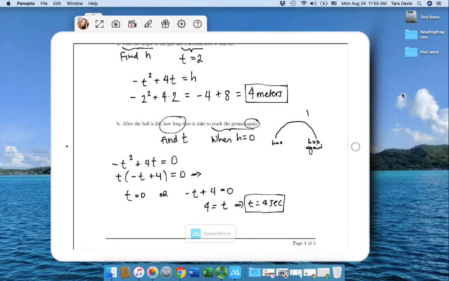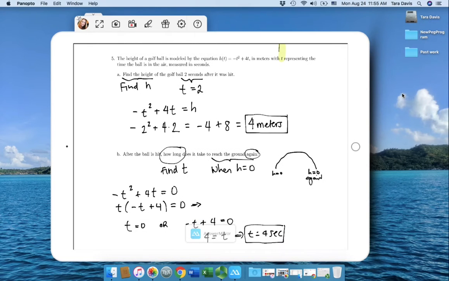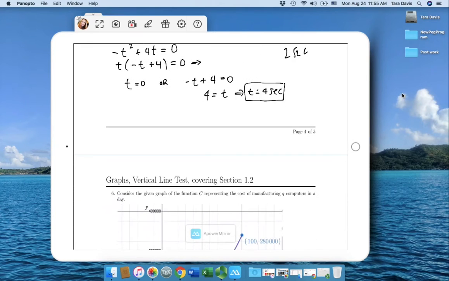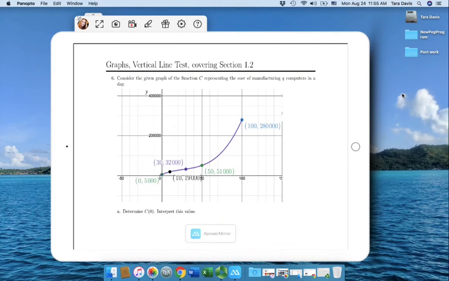So basically, combining what we did in the first part, we know that after 2 seconds, it's up at 4 meters, right? So it does make sense, like the whole picture kind of comes together. You should always do the little reality check when you are doing word problems. Okay, so that was very algebraic.